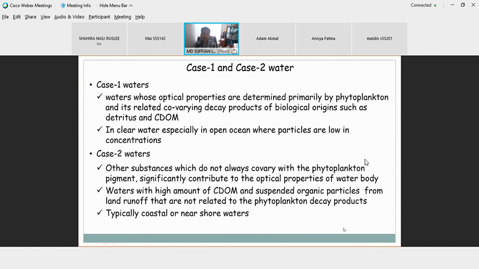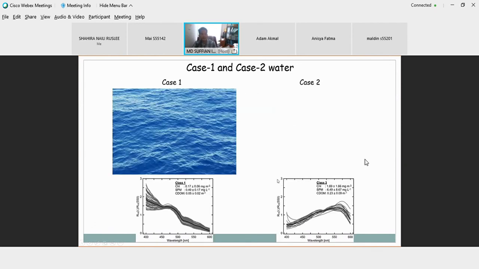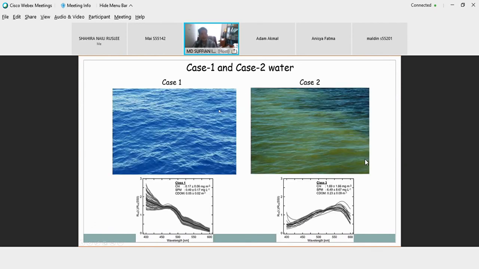Itu yang kita panggil sebagai case two water. It's very complex. It's a coastal and near shore water. So dia punya optical properties is not dominated by phytoplankton, but is dominated by sediment and suspended particulate matter. Kalau you tengok kat sini, this one is a case one water, blue waters, very clear water is a case one water. Case two water is for the coastal water.